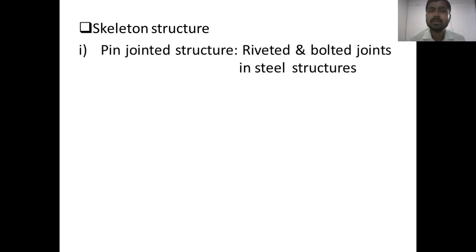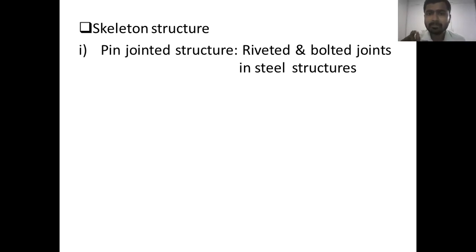Let us come to our next one. We have a skeleton structure. A skeleton structure is nothing but where we have columns, slabs, beams and foundation. These types of structures are known as skeleton structures. But these skeleton structures are divided into two types. The first one is pin jointed structures. Now, if you see the pin jointed structure, fine, you can please read it. It is a pin jointed structure.